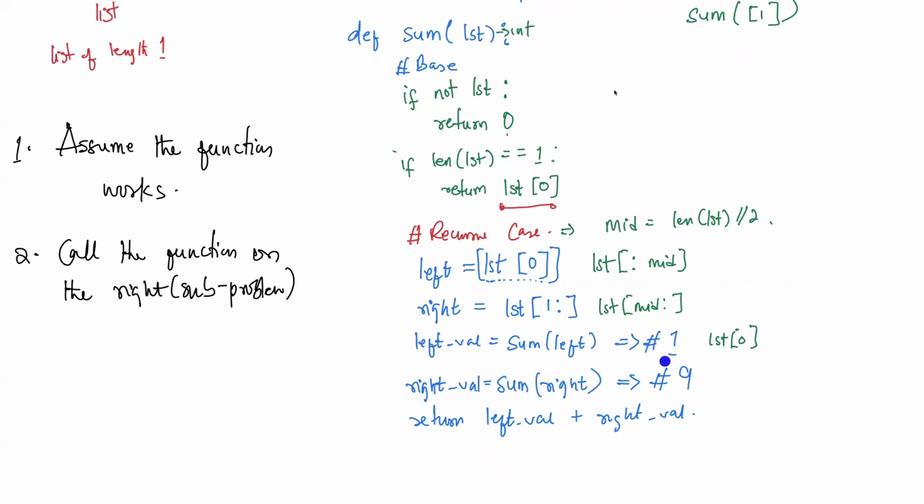Here, because it's just a sum function, we know that combining left val and right val gives us the right answer. Do you understand?